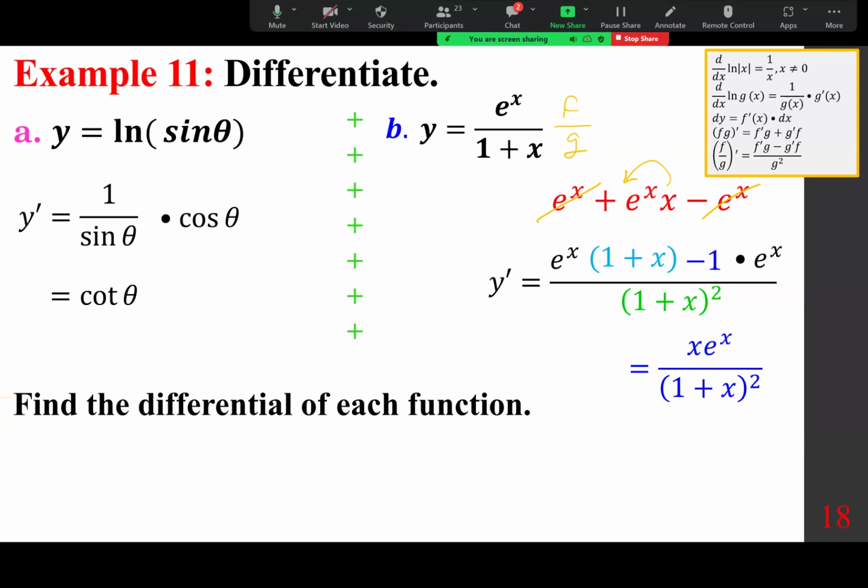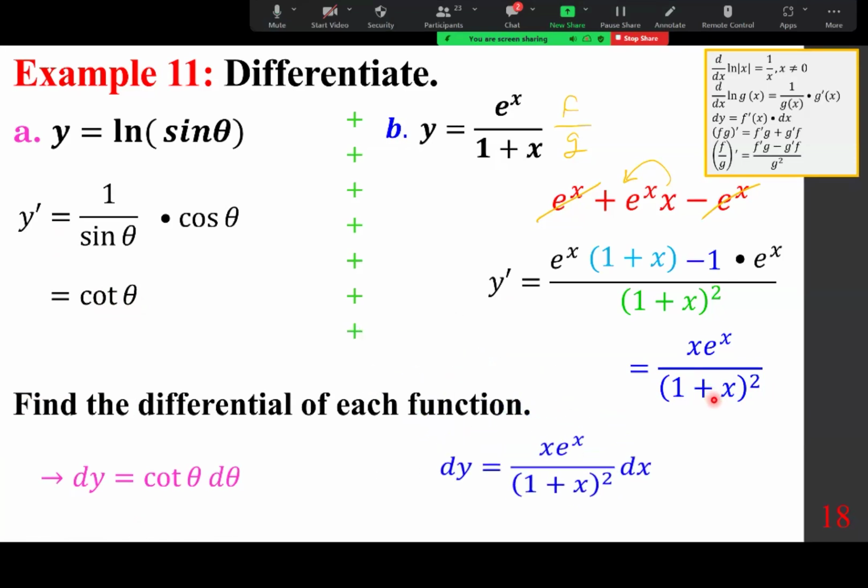Find the differential of each function. Well, for part A, we found y prime to be cotangent theta. So dy is the same thing times d theta. For part B, we found y prime to be x e to the power of x over 1 plus x squared. So dy is the same thing times dx. So pretty straightforward, everybody.